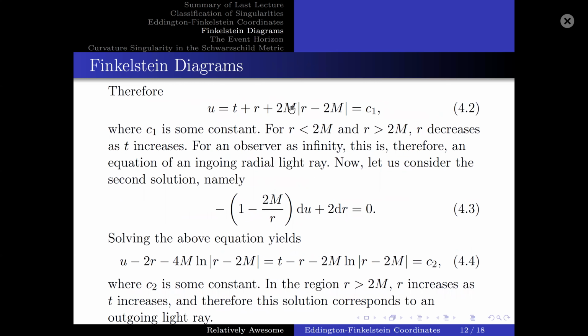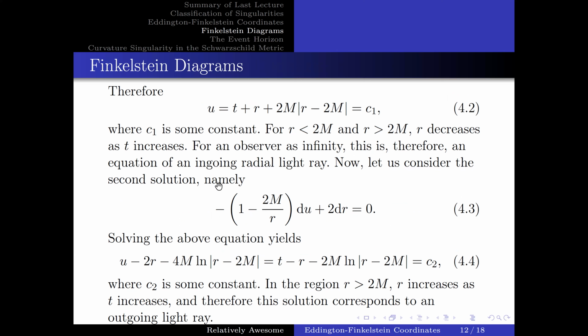Therefore, u is the following, where c1 is some arbitrary constant. For r less than 2m and r greater than 2m, r decreases as t increases. For an observer at infinity, this is therefore an equation of an ingoing radial light ray.